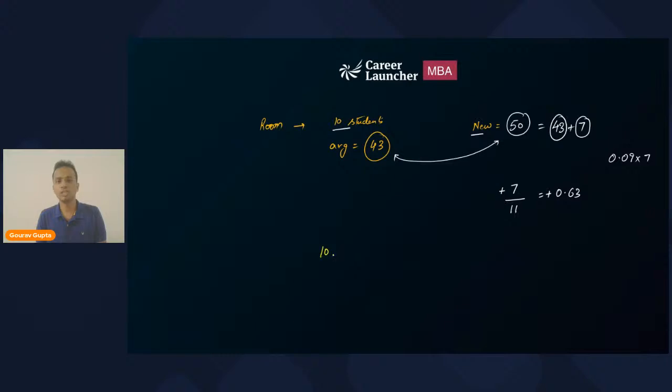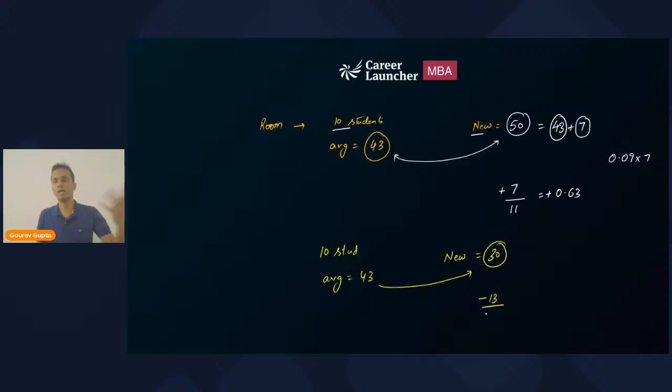So let's say originally there are 10 students in the room, and the original average of these students is 43. Now a new student enters the room whose score is 30 marks. Now I can say that this new value 30 is less than the original value by 13. Okay. So now 13 will help us in reducing the average, right?